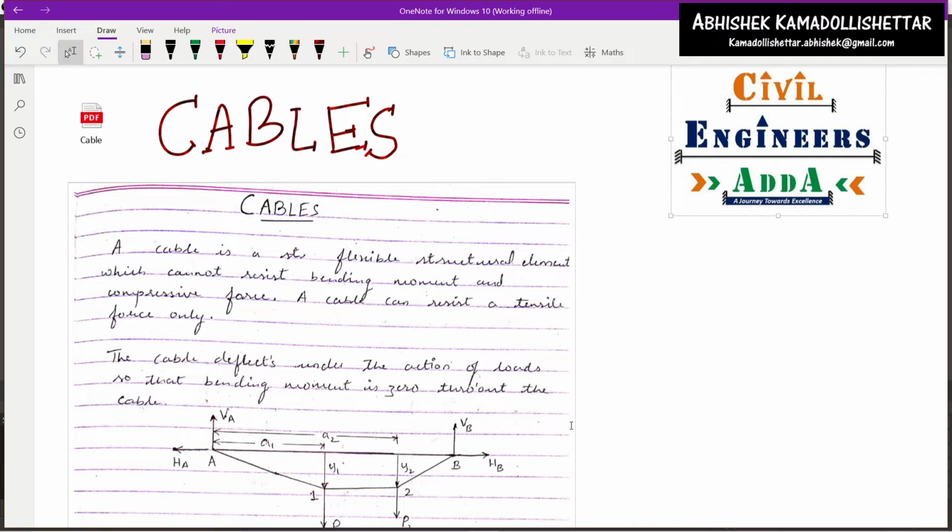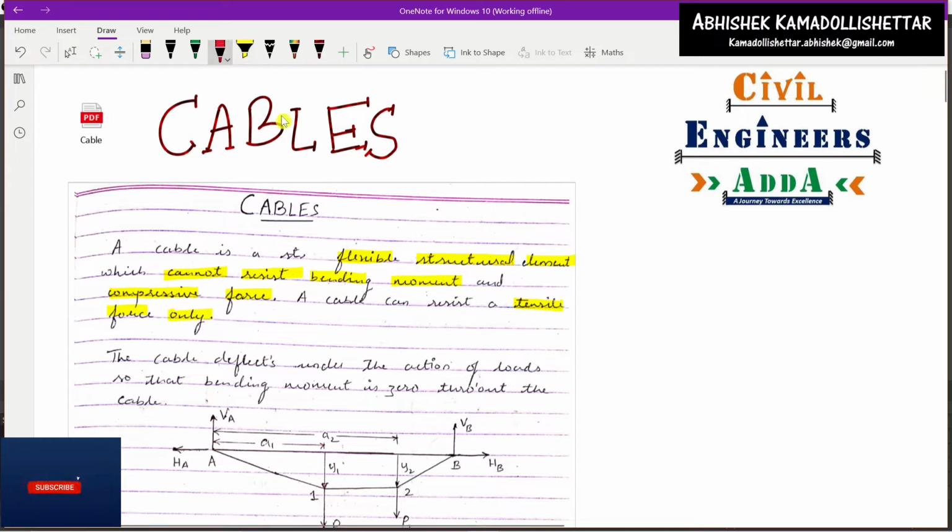So today's discussion is on cables, analysis of cables. Let's start. What is a cable? A cable is a flexible structural element which cannot resist bending moment and compressive force. A cable will never resist any bending moment and compressive force. It can resist a tensile force only. So one very important aspect is that it will resist only the tensile force.